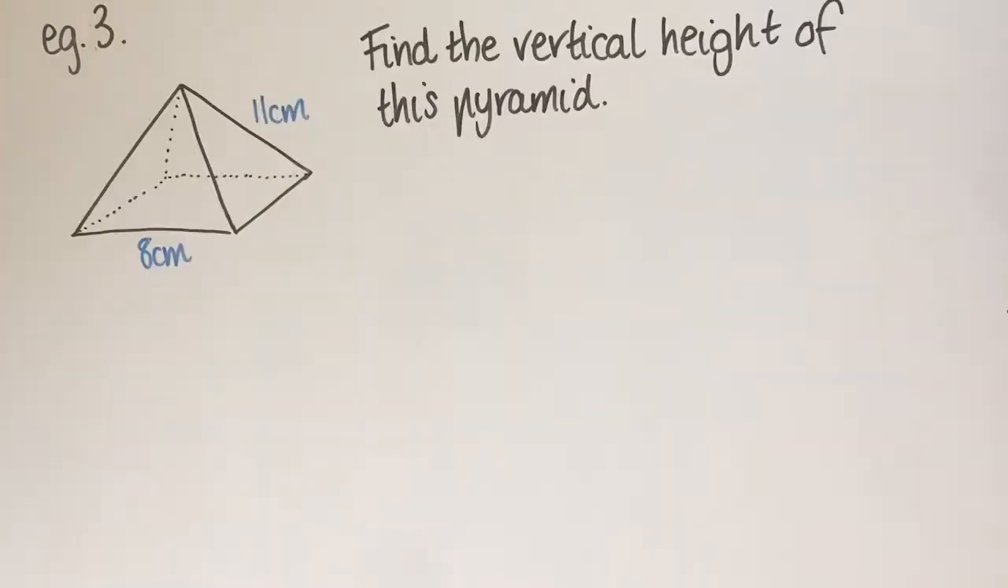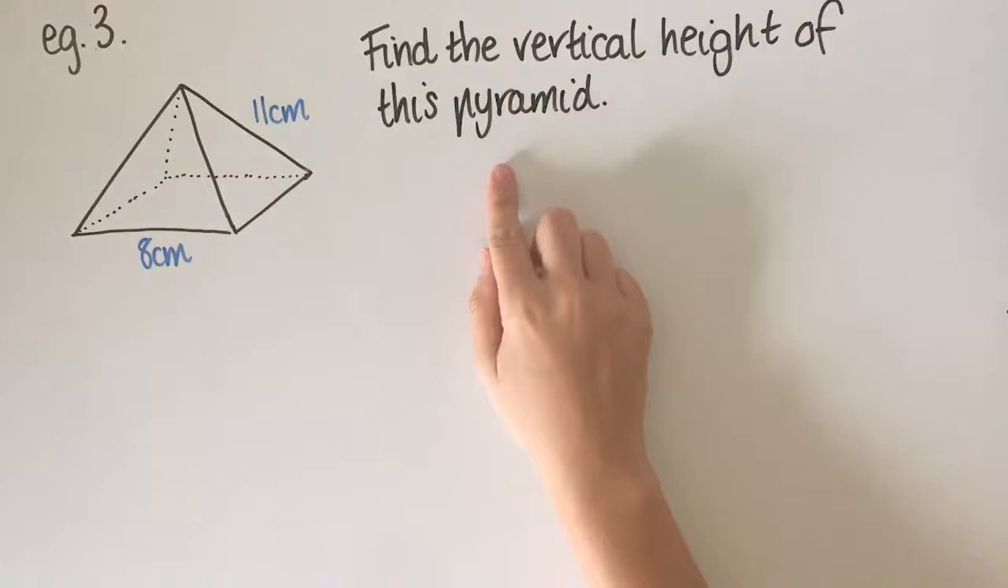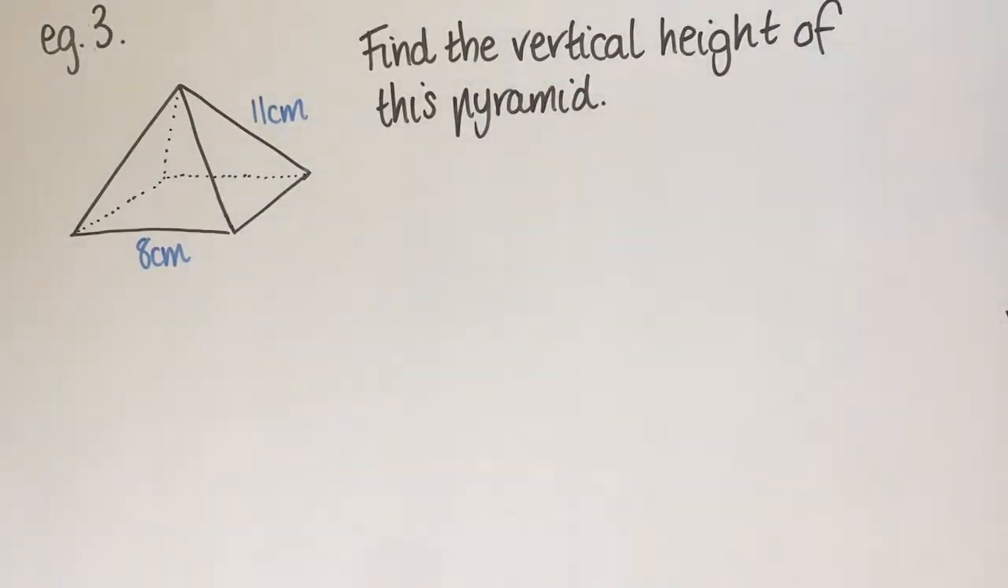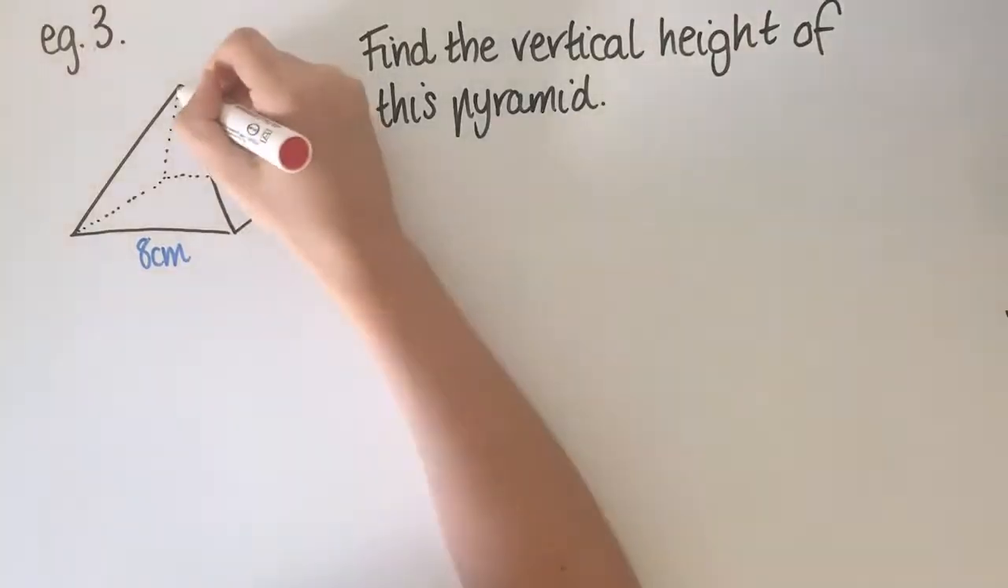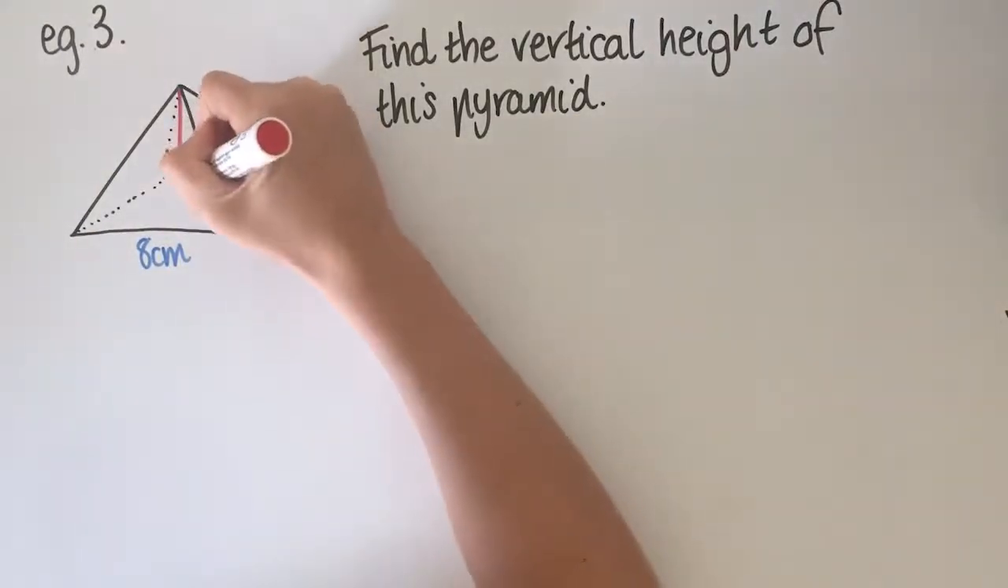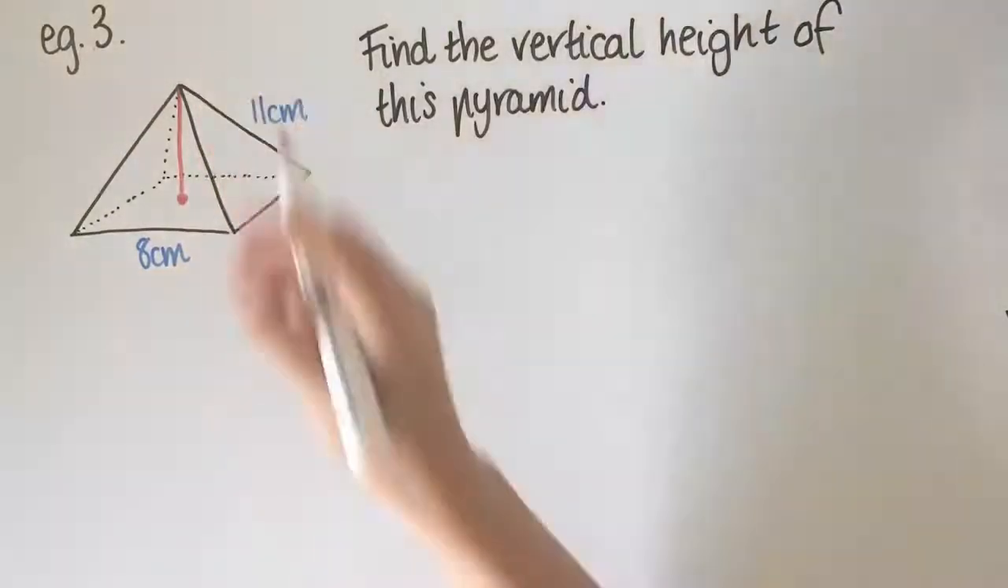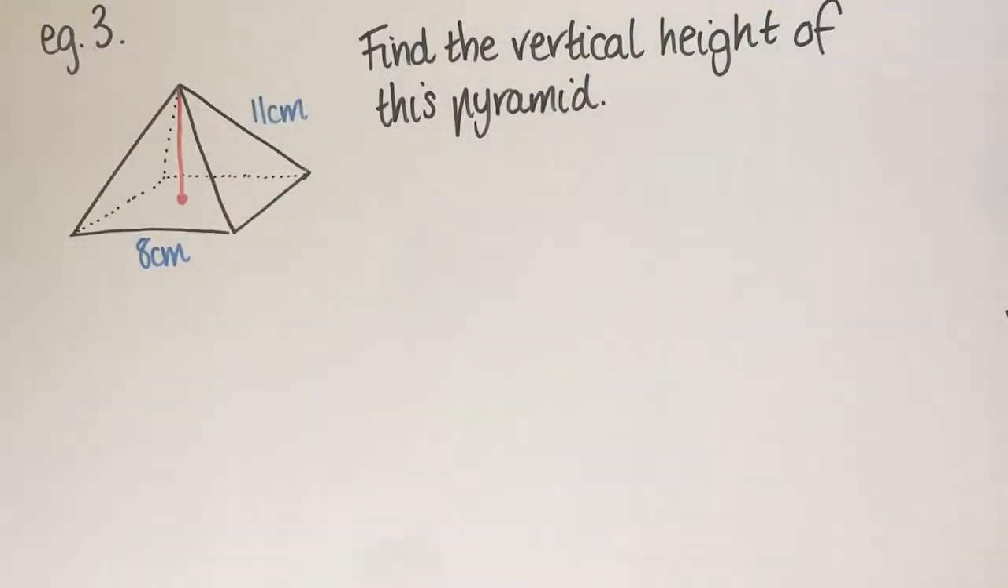All right, so for our last example, we've been asked to find the vertical height of this pyramid here. So vertical height is actually this one here. Like if you picture right in the middle of the base of the pyramid going straight up, that's the vertical height. So if I'm going to try and find that measurement, then I need a couple of other measurements to try and help me with that.